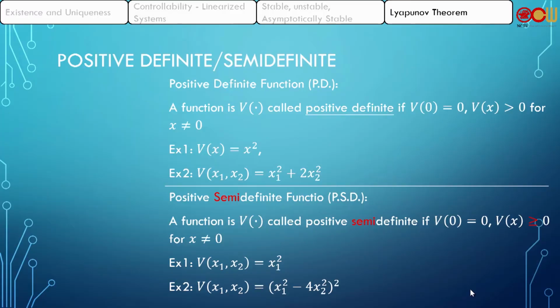Now we're going to head to the next section, which is the preliminary for the Lyapunov function. Here we define what is a positive definite function and what is a positive semi-definite function. For the positive definite function, it implies any function which is a scalar-valued function, not a vector function.